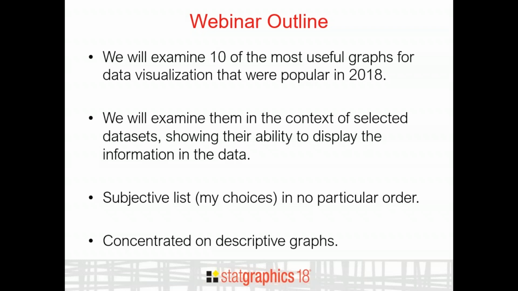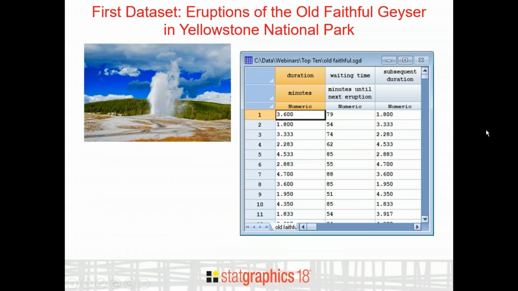Not graphs that typically follow up a particular analysis. I mean, they're very useful graphs, for example, biplots in a principal components analysis and that sort of thing. That's not what I'm going to concentrate on today. I'm going to concentrate on graphs that basically stand on their own as good illustrations of what's important in particular data sets. Now, the first data set we're going to look at is one of my favorites.